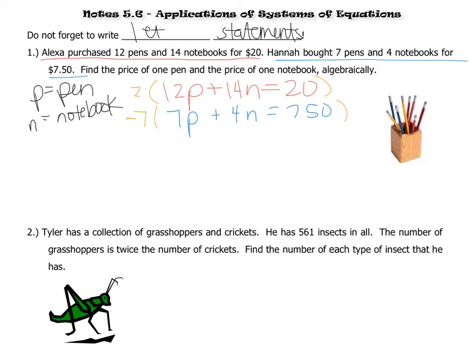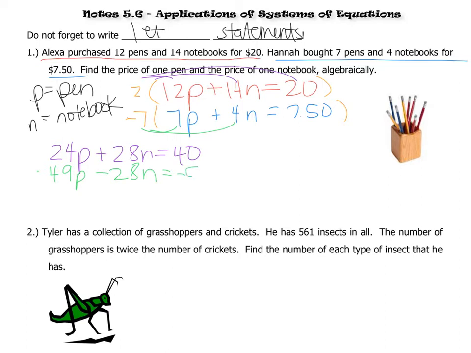So 2 times 12 is 24p. 2 times 14 is 28n equals 2 times 20 is $40. Then for the second one, negative 7 times 7p is negative 49p. Negative 7 times 4n is negative 28n. And negative 7 times 7.50 is negative 52.5. So now we're going to eliminate.